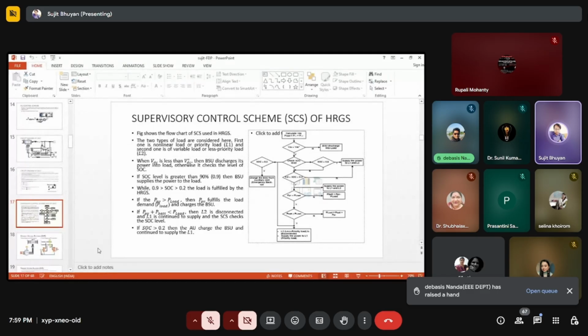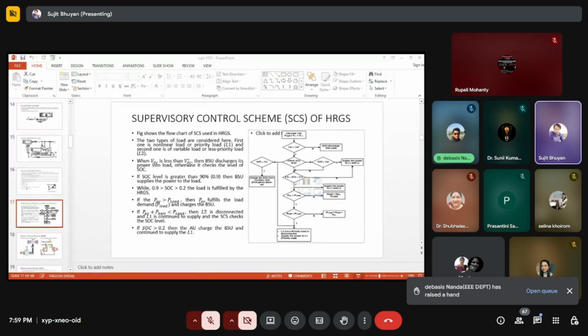And this is the supervisory control schema. For the working principle of this supervisory control schema, you can say that the whole control strategy of the microgrid system and grid system is the administrator control, right? From here you can control the whole system.